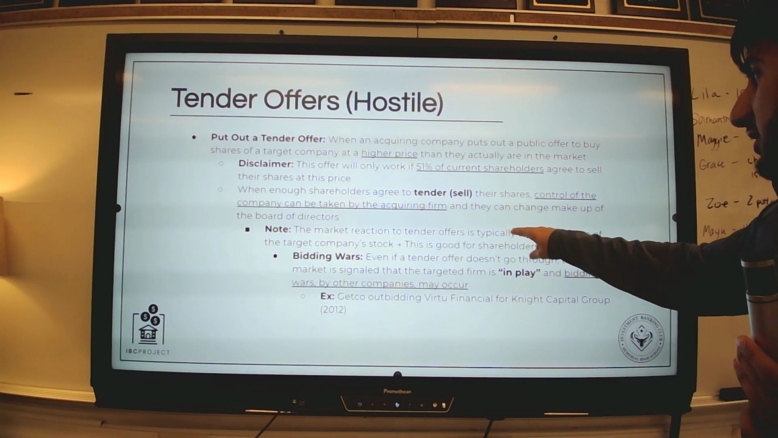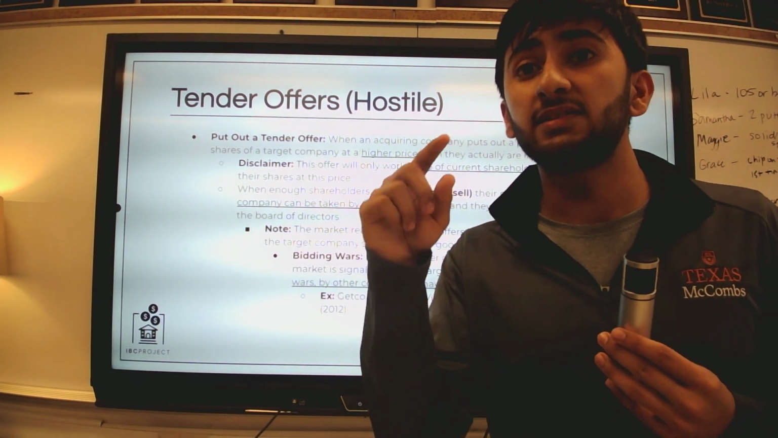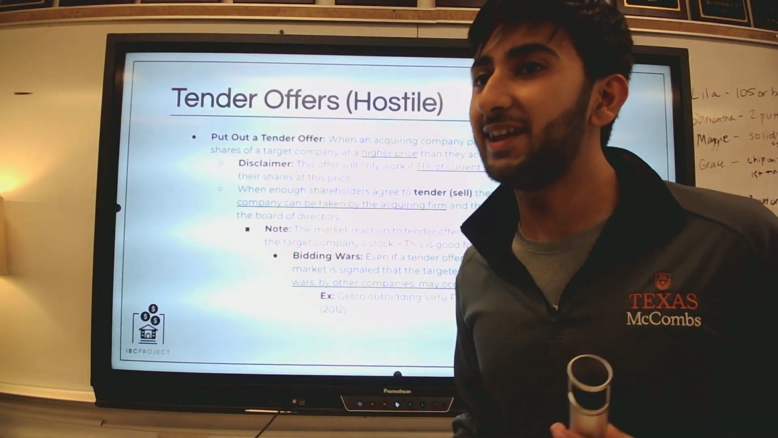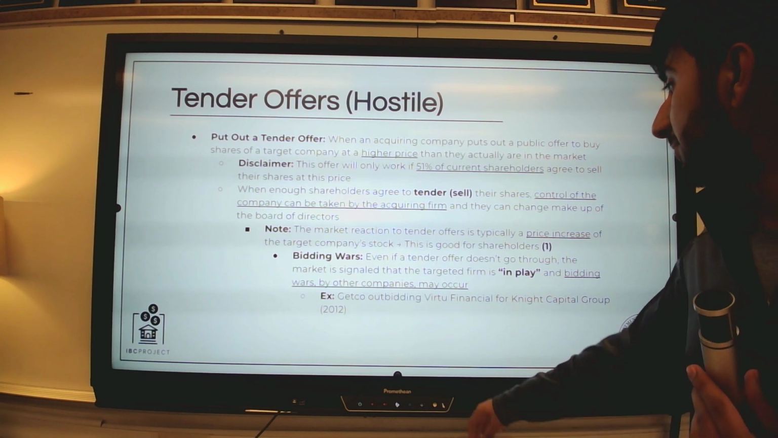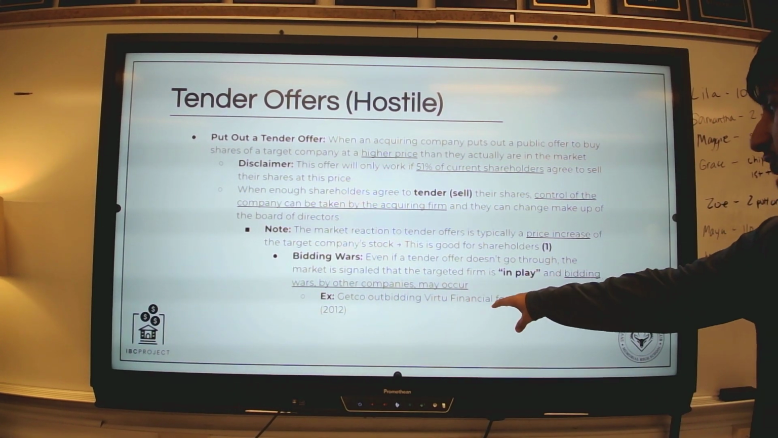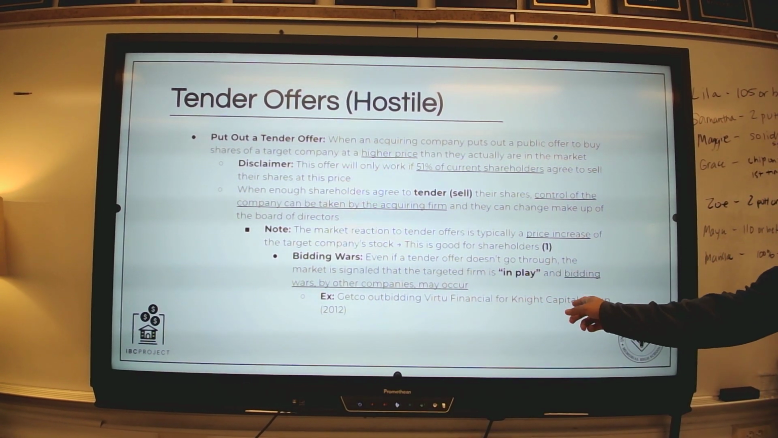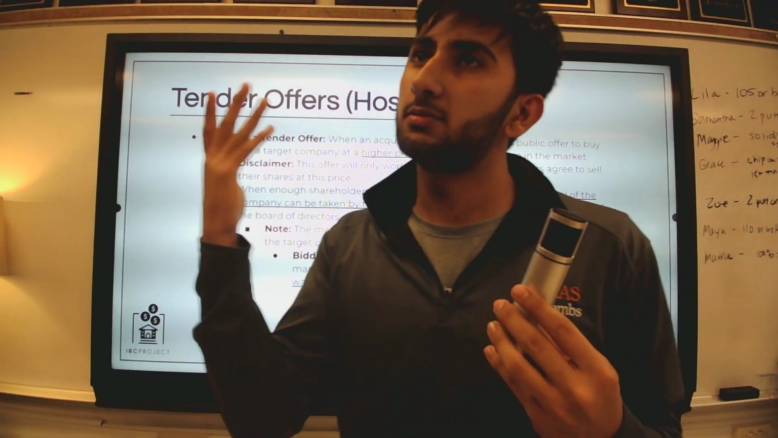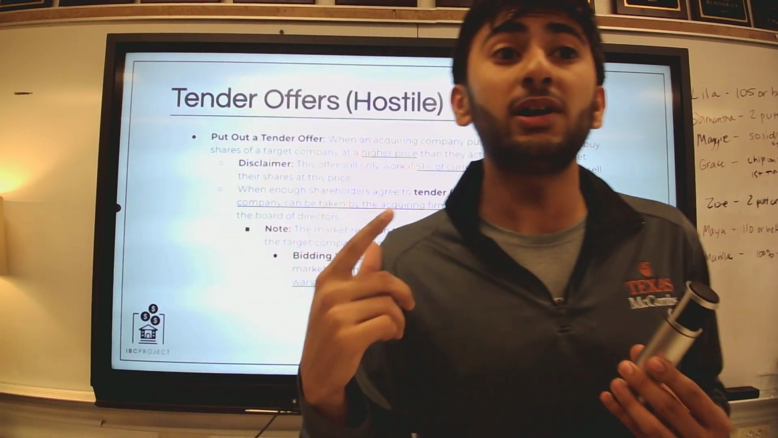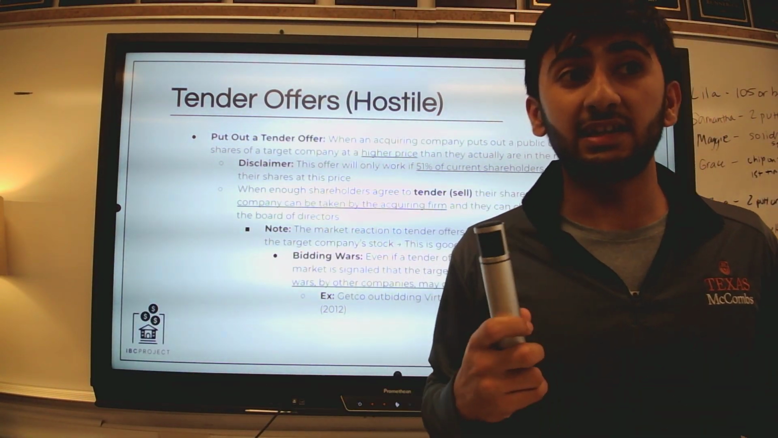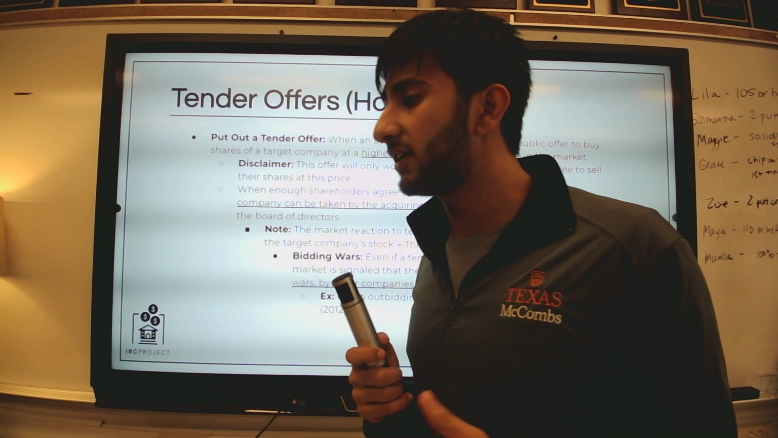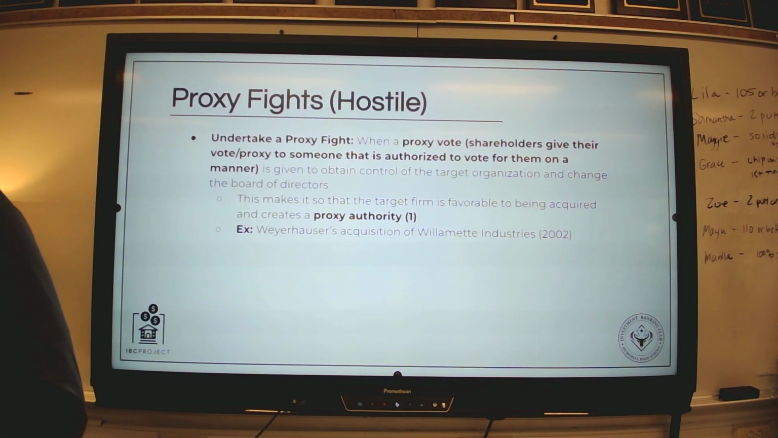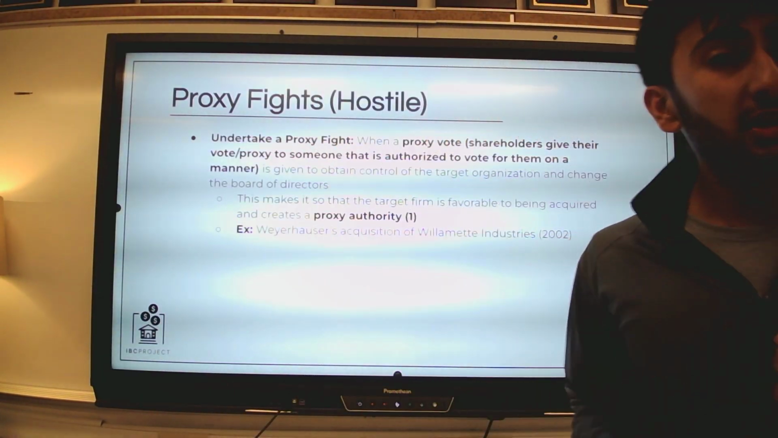Note, the market reaction to tender offers is typically a price increase of the target company. And what ensues then is bid wars. You're going to have a ton of companies bidding on one company. In fact, when Getco outbid Virtue Financial for Knight Capital Group during this tender offer period, the company's value rose by 20%. So it can significantly inflate the value of your stock, and that can be great if you're an individual small shareholder that's just looking for a position to sell and get some quick money. Now let's talk about proxy fights.